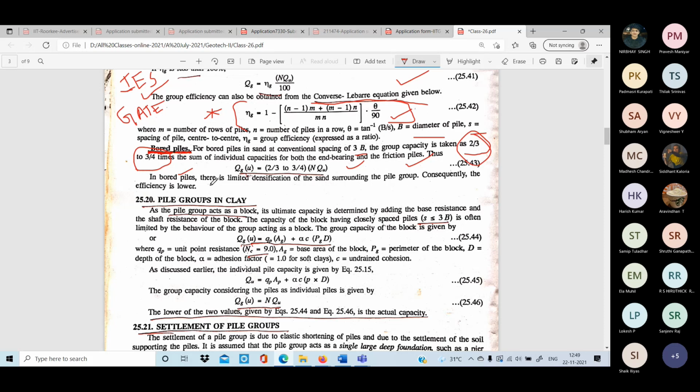2/3 or 3/4. Because in the bored pile, what we are doing is making a hole, digging a bore hole, and again putting the concrete, and we are loosening the soil, right? So there is no friction along the periphery. That's what is mentioned here. In the bored pile, there is a limited densification of the sand surrounding the pile group.